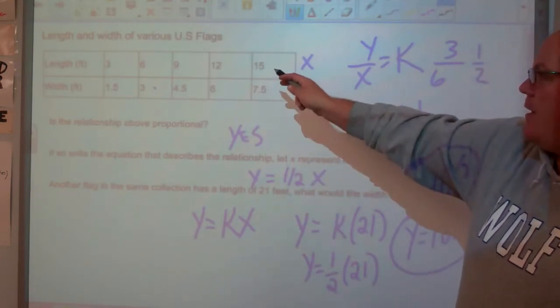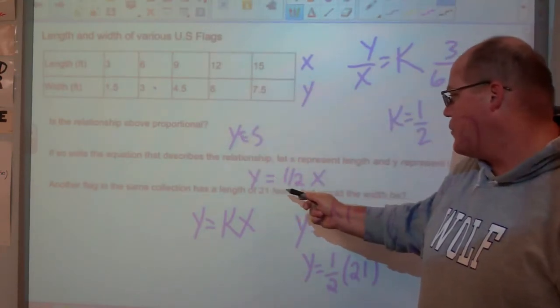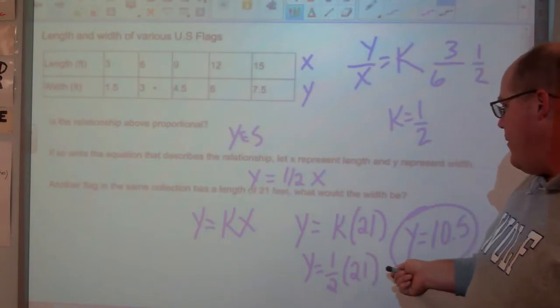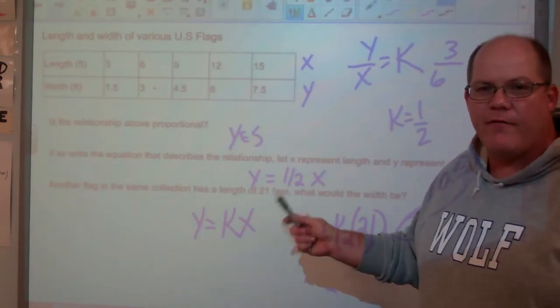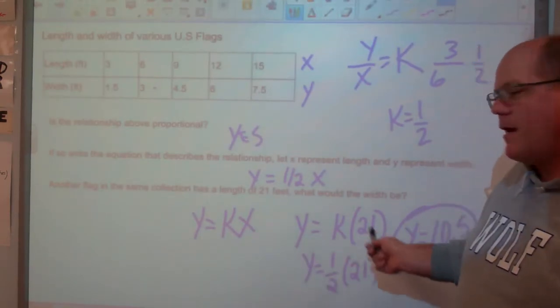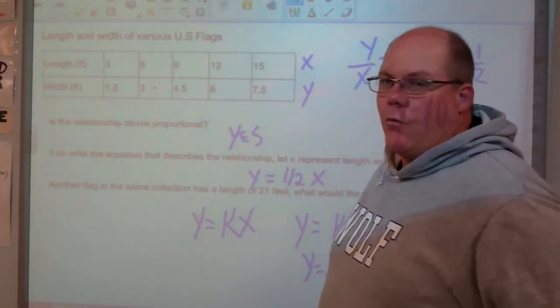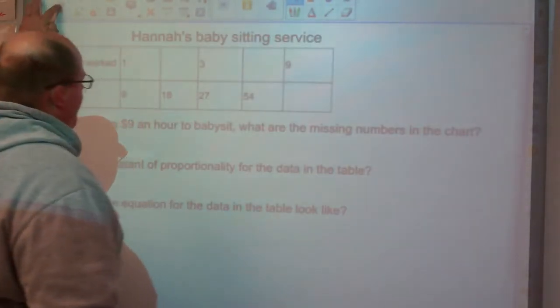Again, they're giving us a table. We're asking, is it proportional? Write an equation, and then the what-if question: if x was this, what would y be? That's how you would determine that. All right, let's look at one more using a graph.